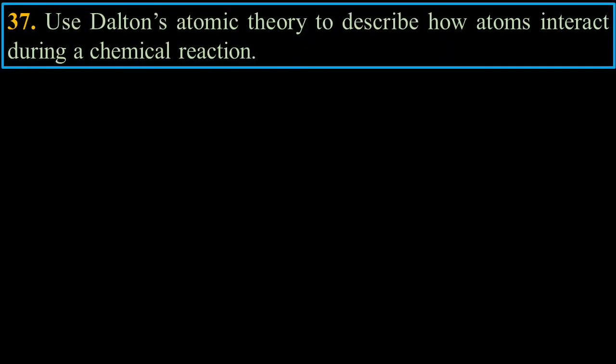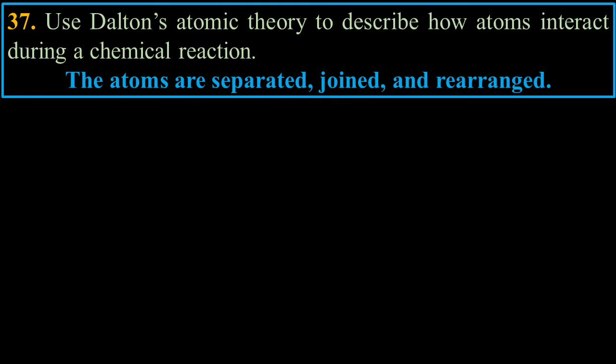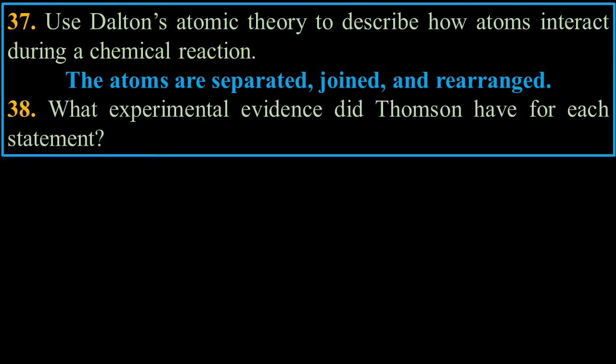Use Dalton's atomic theory to describe how atoms interact during a chemical reaction. The atoms are separated, joined, and rearranged. And that's exactly what we understand it to be today.